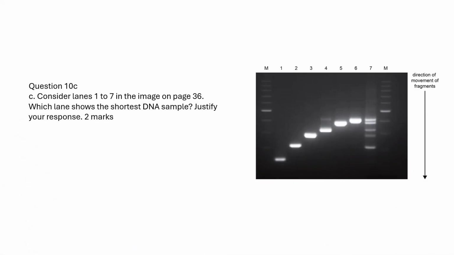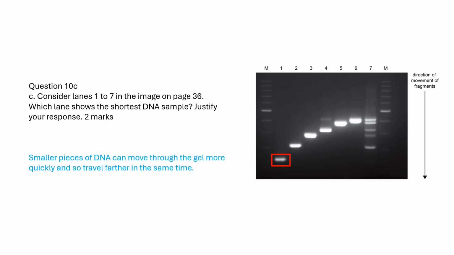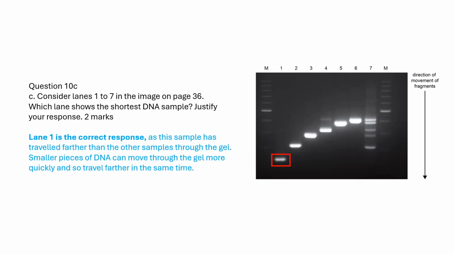The shorter the DNA, the faster it moves. Lane 1 is the fastest DNA, so it is the shortest DNA.